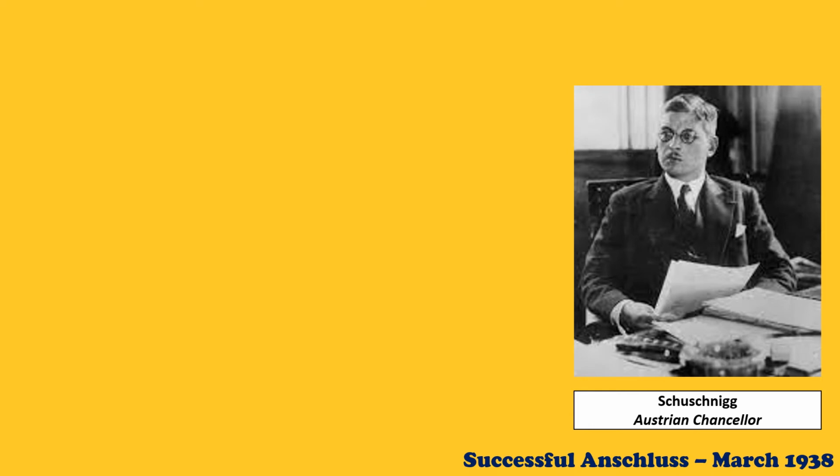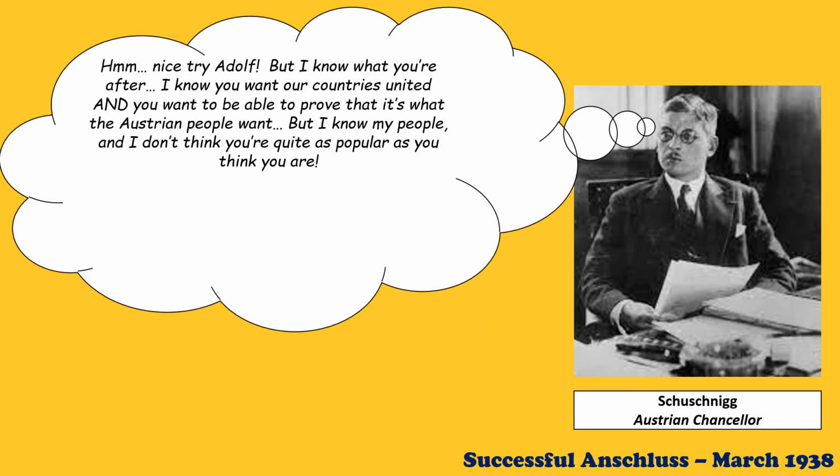But Hitler clearly underestimated Schuschnigg. And he had to think about it. And he realised, nice try, Adolf. But I know what you're after. Schuschnigg knew that Hitler wanted the countries united, and he also knew that Hitler wanted to be able to prove that it's what the Austrian people wanted. That's the whole idea he was going to go along with. I'm uniting these two countries because it's what the Austrian people want.